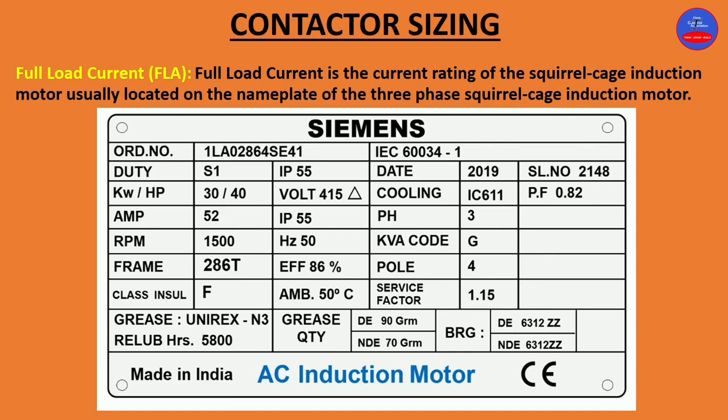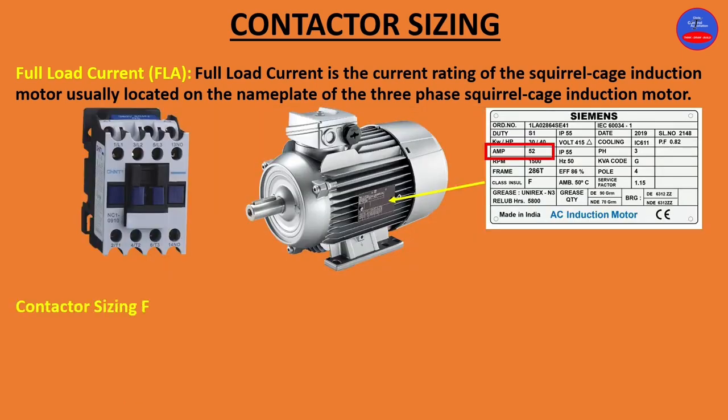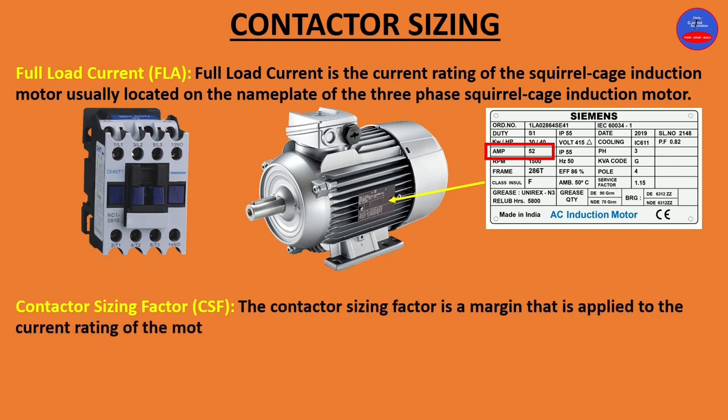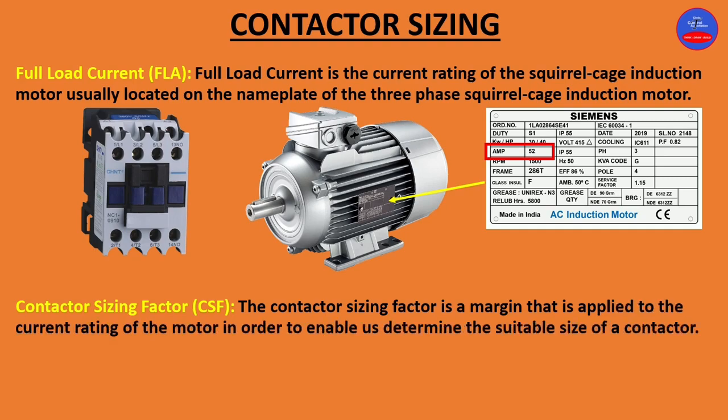So now we are going to look at the full load amps, or the rated current of this motor. Alright, so on the nameplate you have 52 amps. This is the full load amps of the motor. And also we need what you call contactor sizing factor, CSF. The contactor sizing factor is a margin that is applied to the current rating of the motor in order to enable us determine the suitable size of a contactor.